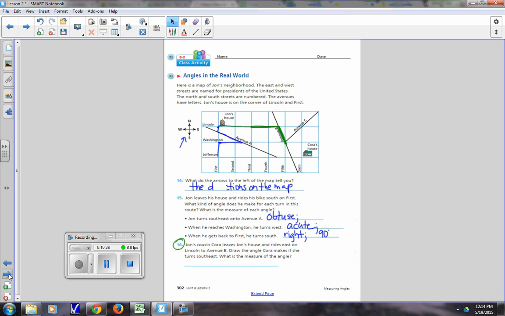So the key things that you need to understand today is that measuring angles is all based on 360 degrees, and it's on an opening and closing on that vertex. And like I said, we'll practice a lot of this with our protractors tomorrow.